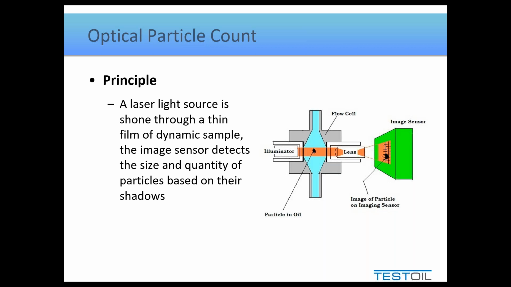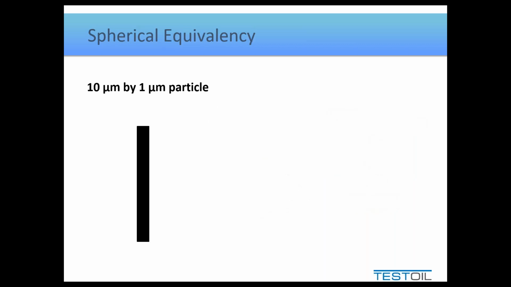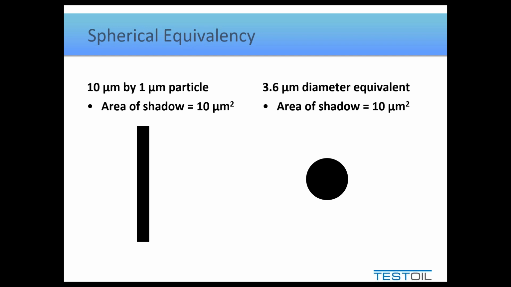So what it does is it does this neat little trick called spherical equivalency. Take a 10 by 1 micron particle. If it cast a shadow and it was 10 by 1 micron, the instrument calculates the area. The area of that rectangle is pretty easy to calculate: 10 square microns. But it supposes, what if a sphere created that shadow? A sphere is going to create a circle as a shadow. So it asks what size circle will also produce a 10 square micron shadow. And to save you the math, it works out to 3.6 microns.